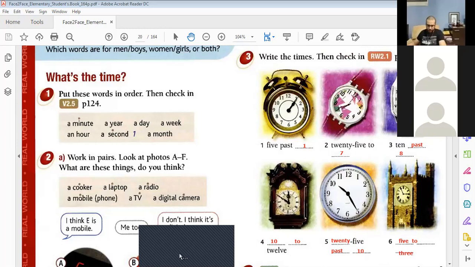Face-to-face elementary. Max's wife, Anna. She's from... These are my parents. Mm-hmm. Mum's a teacher. She teaches for the family.